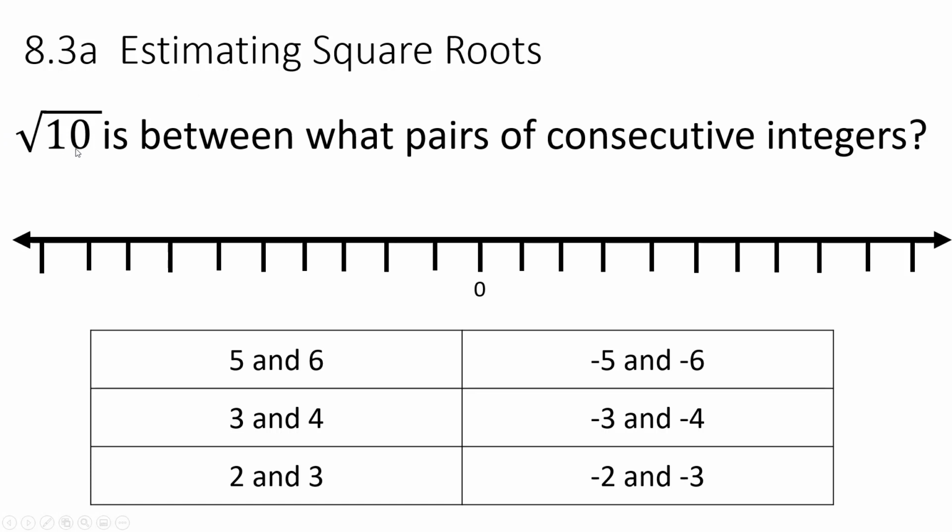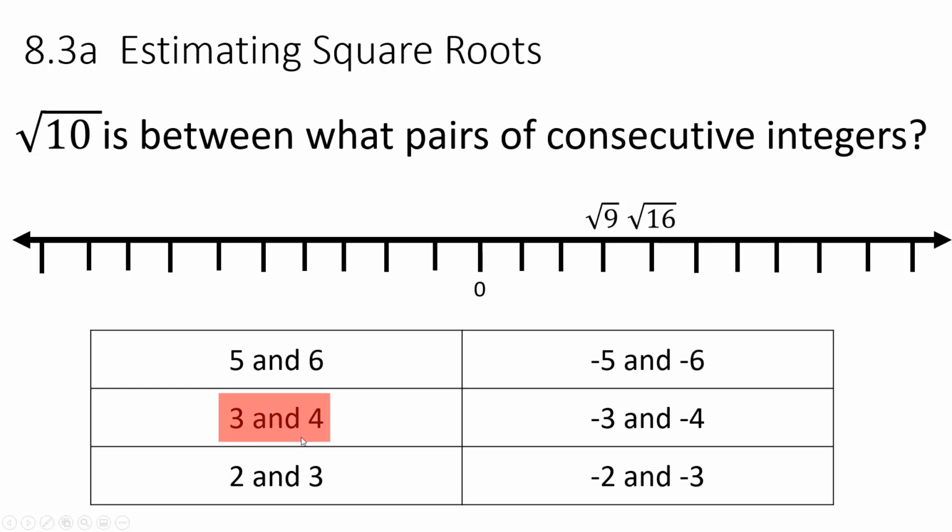So square root of 10, what we want to do is think of a perfect square that's really close to it. And if we think about it, square root of 9 works out to 3. Square root of 16 works out to 4. So square root of 10 is going to be somewhere in between these two. It's going to be somewhere between 3 and 4.